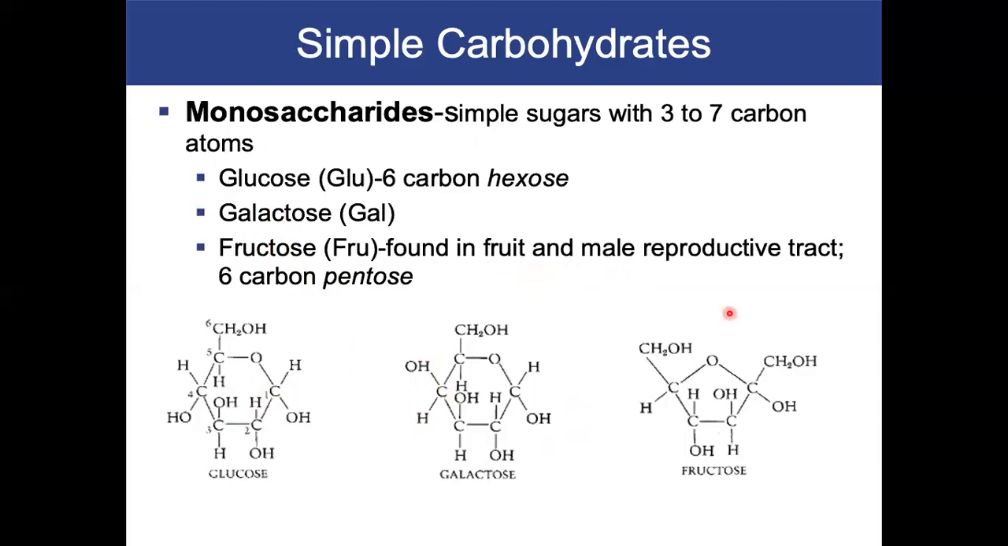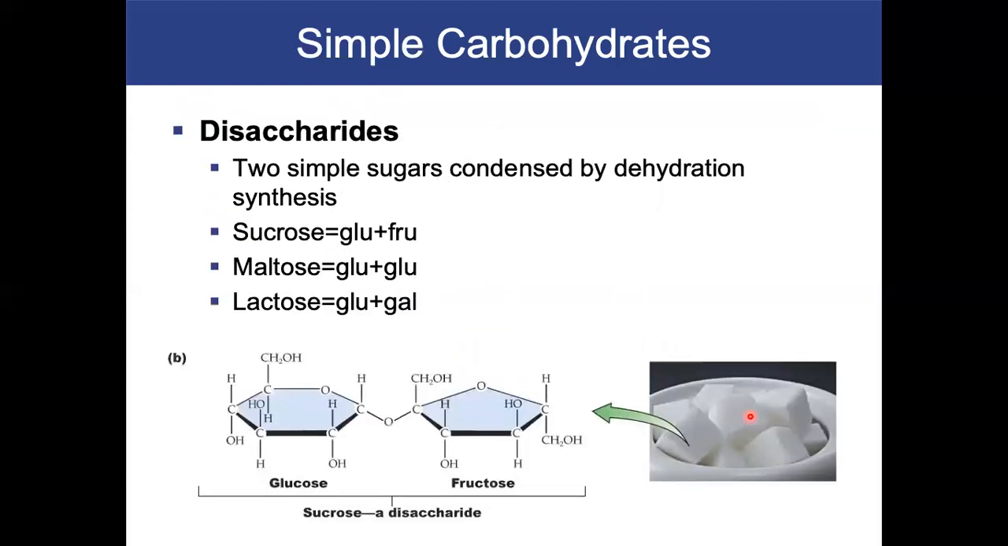It is a 6-carbon pentose. So here's fructose. Here's your first carbon, second, third, fourth, fifth, and sixth. And it is a 5-ring structure, so we call it a pentose. Okay, so these guys are examples of monosaccharides.